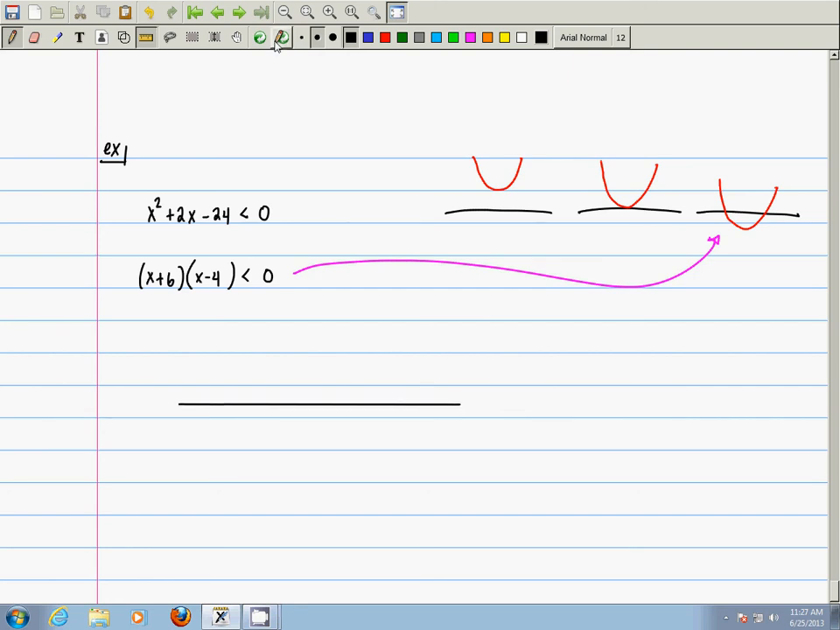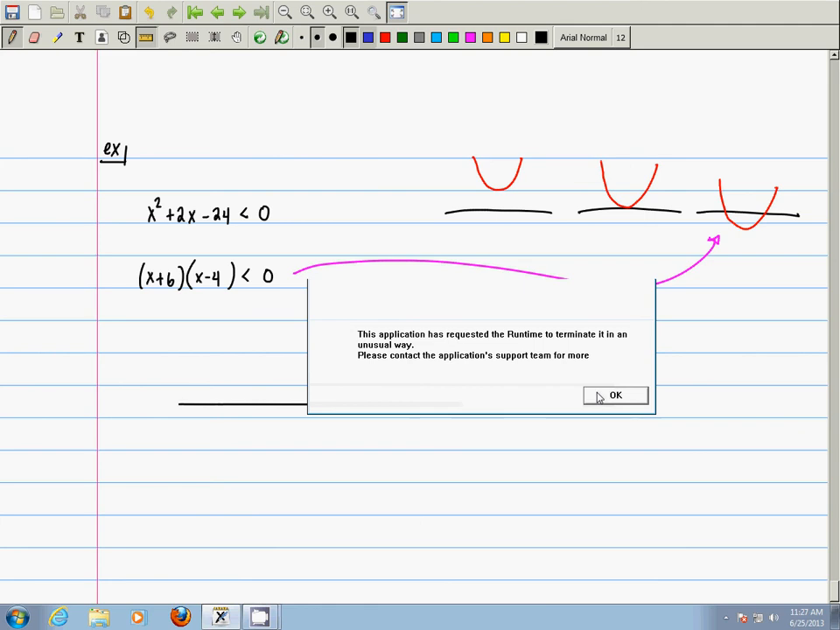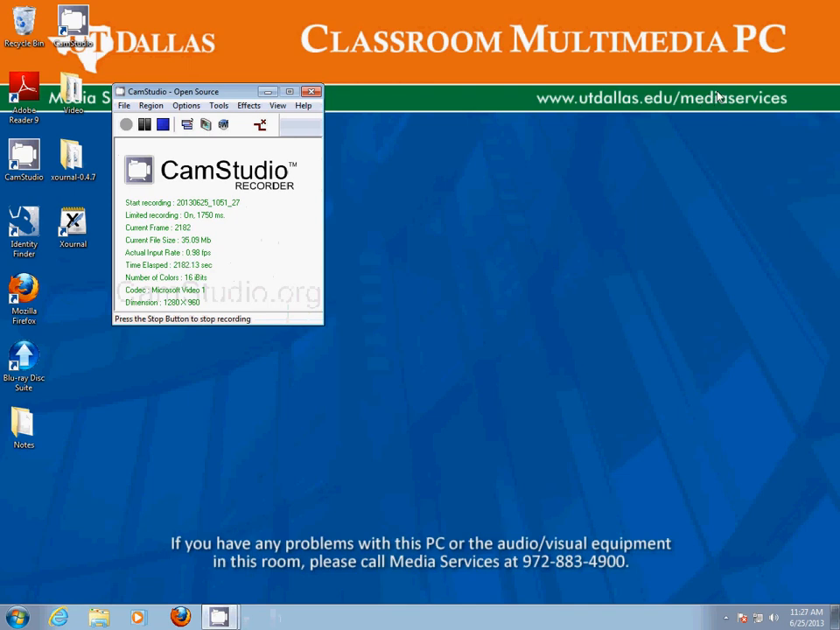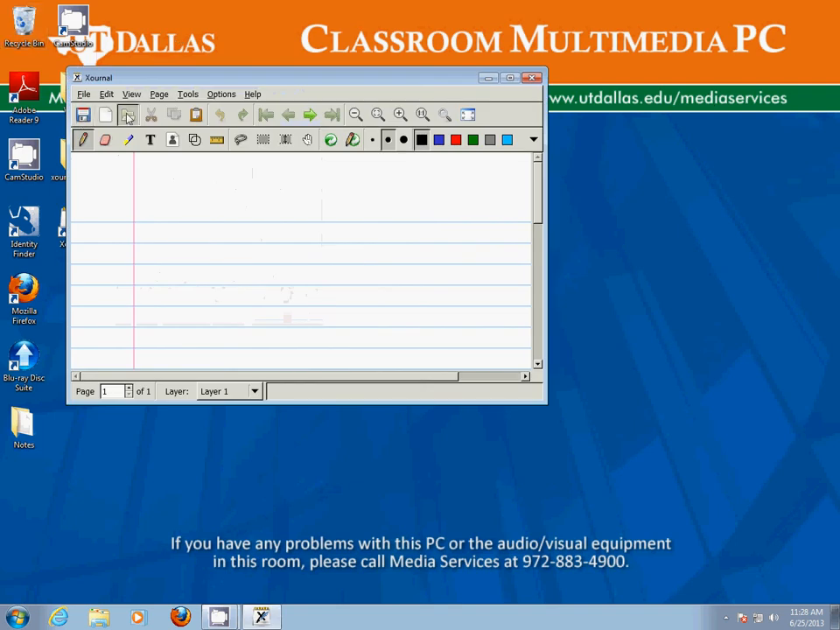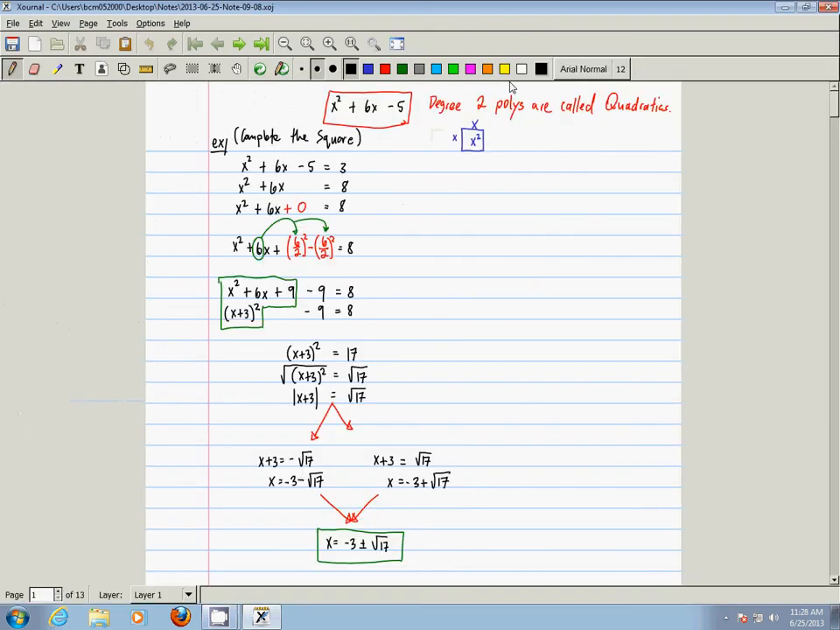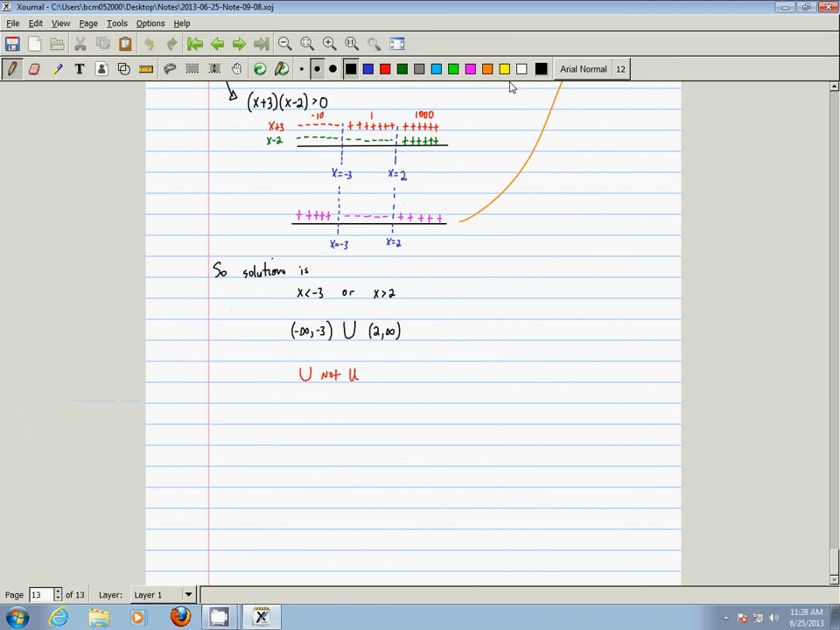Okay, so then where do the cuts need to go? Oh, nice. Something's crashing. I don't know what's crashing. Oh, okay, that program's crashing. I don't understand why this thing crashes all the time. Oh, so I lost all of that. Okay, great.